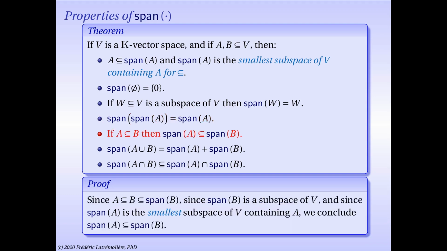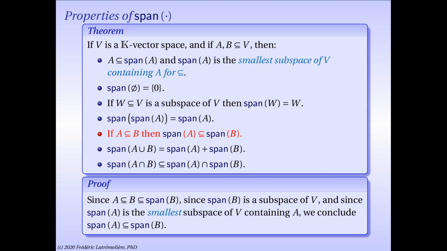Now, let's prove that span is monotone. So I give the additional assumption now that A is a subset of B for this bullet point alone. Well, we have that A is a subset of B, but we have, because of the first bullet point in my theorem, that B is a subset of the span of B. And span of B is a subspace of V.